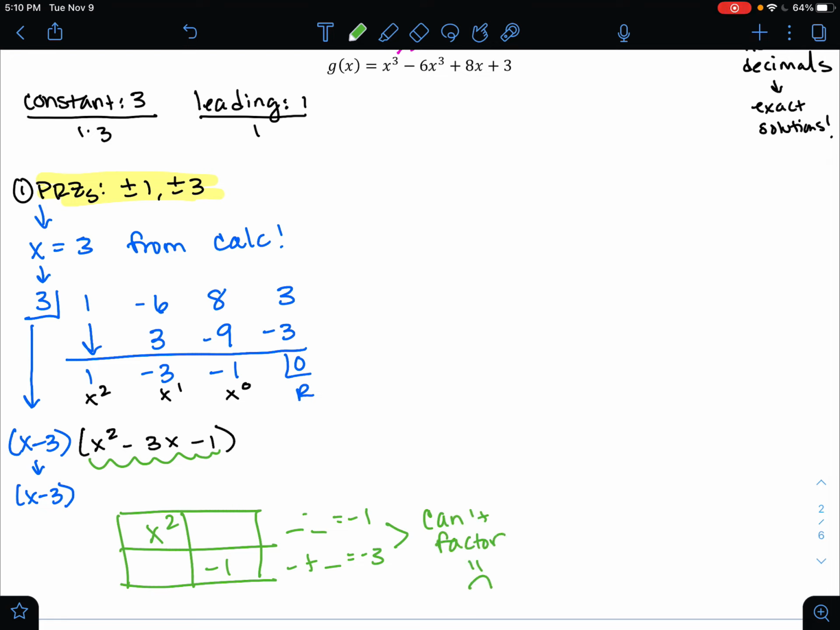Lucky for us, we learned another method in Unit 1 of how we can continue to solve this polynomial. Remember that the quadratic formula always works. I now am dealing with a quadratic function that needs to be solved. So let's use the quadratic formula.